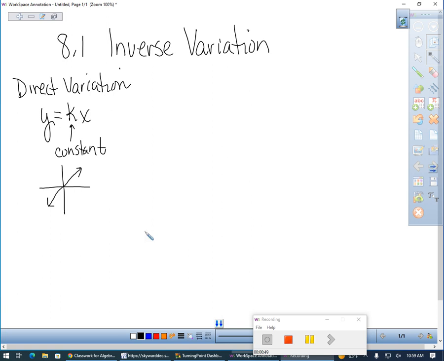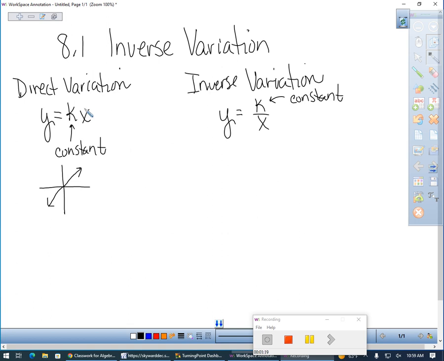So inverse variation is similar to that. For an inverse variation, we have y equals k over x, where k is still our constant. Anytime we were trying to find k in a direct variation, we always said k was equal to y divided by x. To find k in our inverse variation, we say k is equal to x times y. So you're going to be multiplying them together.